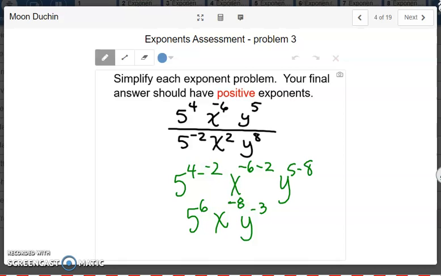Because the x and y have negative exponents, that means they would go to the denominator of the fraction. So the final answer is 5 to the 6, because the exponent on the 5 is positive, over x to the 8th, y to the 3rd.